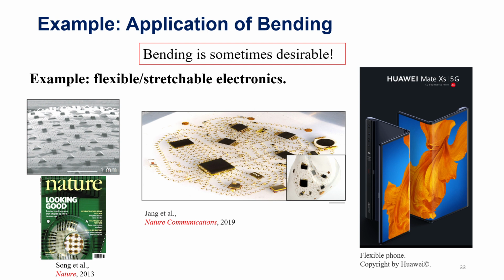In the previous examples, we have shown how to prevent a beam from bending. But the bending is sometimes desirable. In some cases, we really want the beam to bend. We want to make use of the bend of the beam. For example, in the field of flexible and stretchable electronics, we make use of the bending of the beam to fabricate and design the interconnects of the device, and therefore to make the overall device flexible and stretchable.